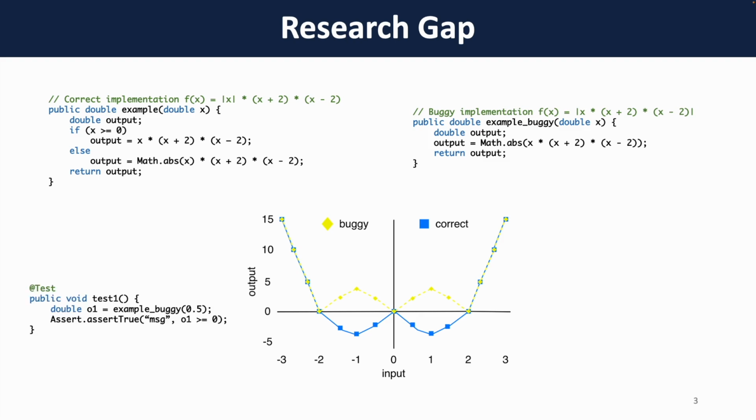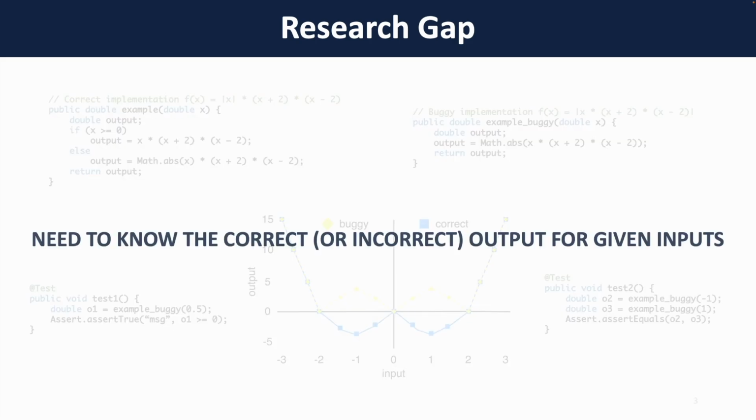Now let's also look at some unit tests. Unit test 1 is based on program invariants, which tries to look at the existing execution traces and determine the behavior of the program. Since it's only considering the buggy example, it tries to verify if the output is bigger than or equal to 0 for x equals 0.5. Similarly, unit test 2 is based on metamorphic relations, and it tries to find out whether f of minus x equals f of x. As you can see from the graph, the behavior of the buggy program and the correct program do not match in the interval x bigger than minus 2 and x smaller than 2. In a nutshell, all existing work needs to know the correct or incorrect output for a given input.